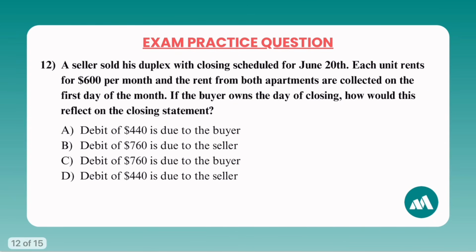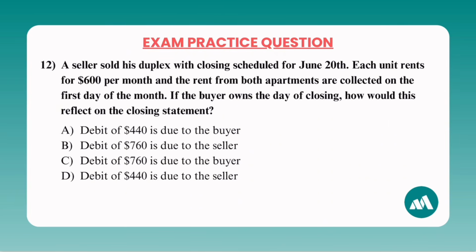All right, number 12. A seller sold his duplex with closing scheduled for June 20th. Each unit rents for $600 per month, and the rent from both apartments is collected on the first day of the month. If the buyer owns the day of closing, how would this reflect on the closing statement?